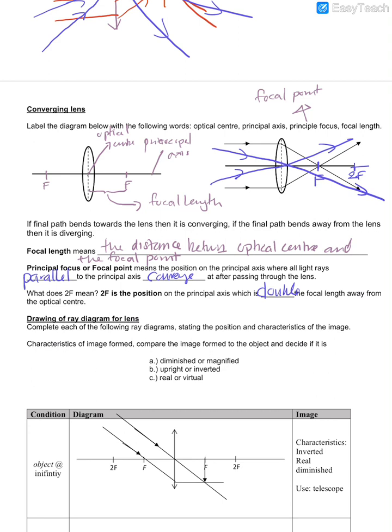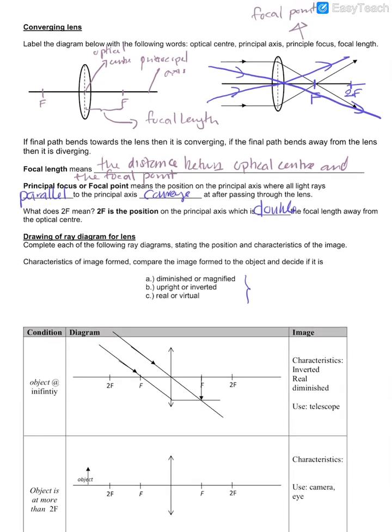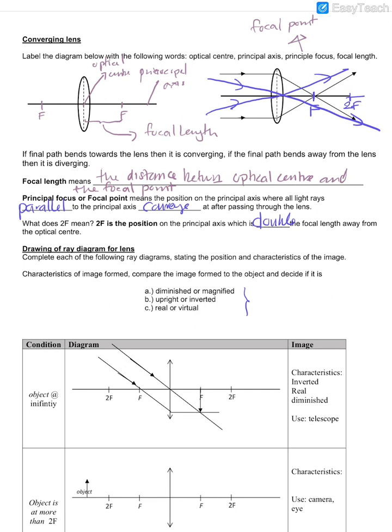So when you are asked to describe the image, you either say they're diminished or magnified, upright or inverted, real or virtual. So these are the adjectives you use. So you see the very first instance is this. The object starts at infinity. That means very far away. So very far away, this one I already drew for you.